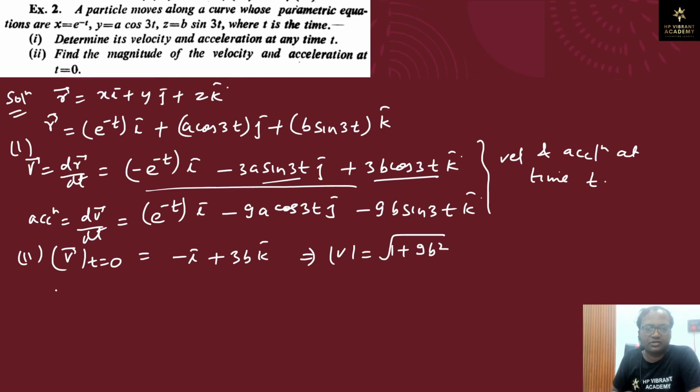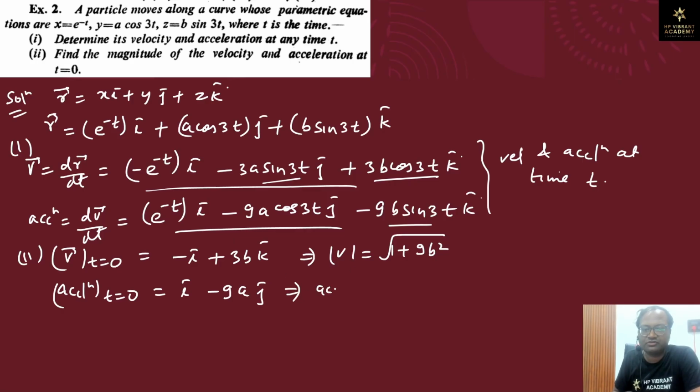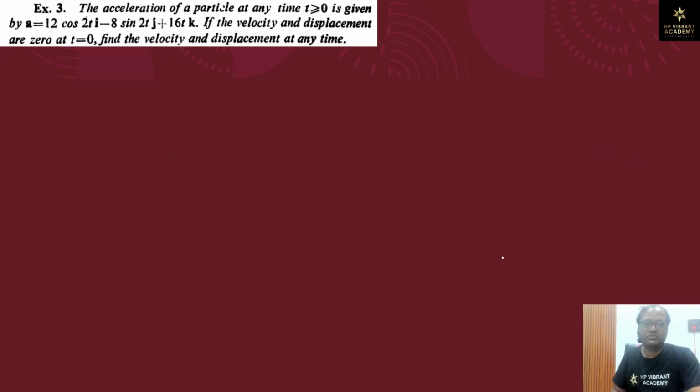Okay, now acceleration at t = 0. So let us put t = 0 in this. So this is equal to i cap minus 9a j cap and this will be 0. So the magnitude of acceleration will be the square root of 1 plus 9 squared a squared. Okay, this is the answer of second part. Now let us discuss question number 3.